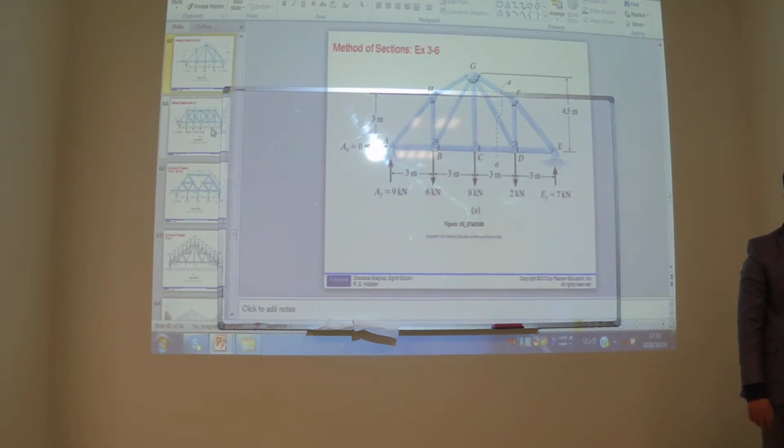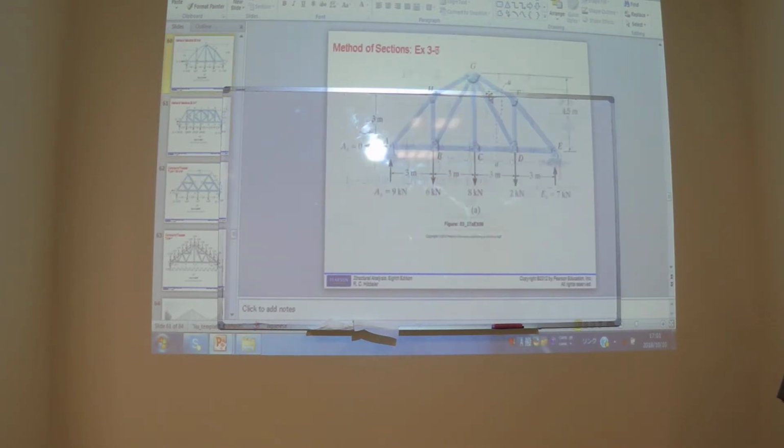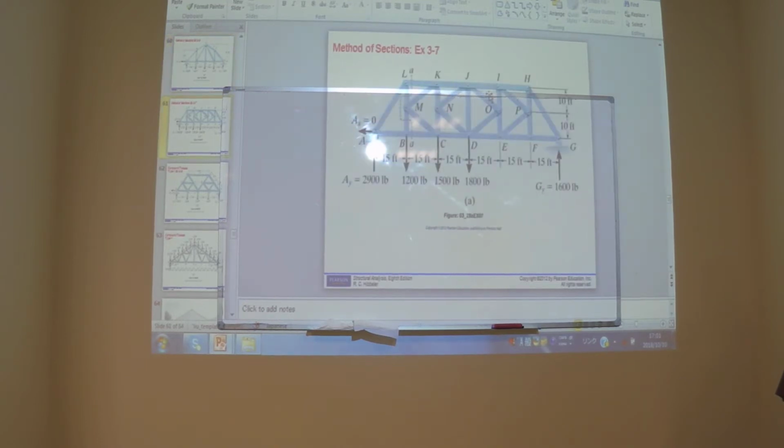Okay, let's solve 3.6. 3.7 is easier than this. In 3.7, this is joint B. If you read the question, what is the question? Determine the force on the members BC, MC, and of the K-truss shown in the figure. State whether the members are in tension or compression. If you find the reactions, you see, it's comparatively easier to find out the force in member BC.